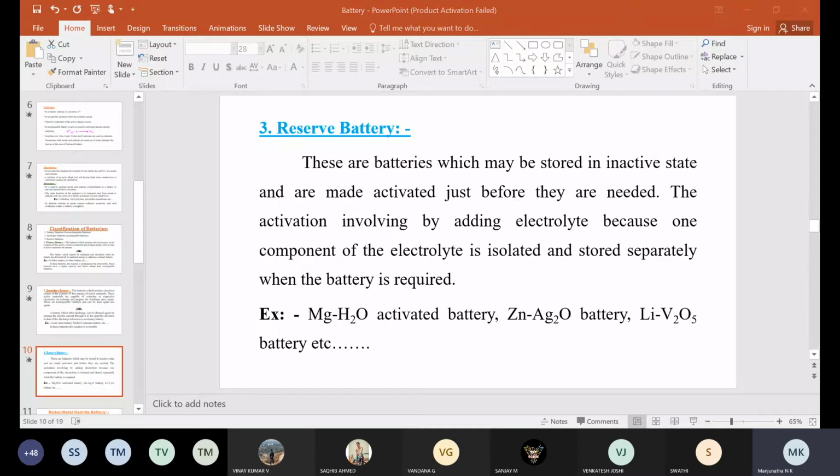Any doubt in this classification of batteries? Dear student, is it clear for you? Yes, sir. Any doubt in the classification of batteries?